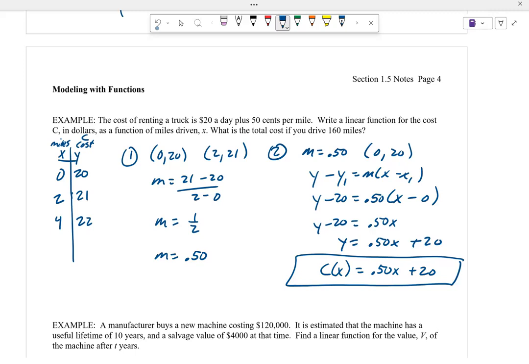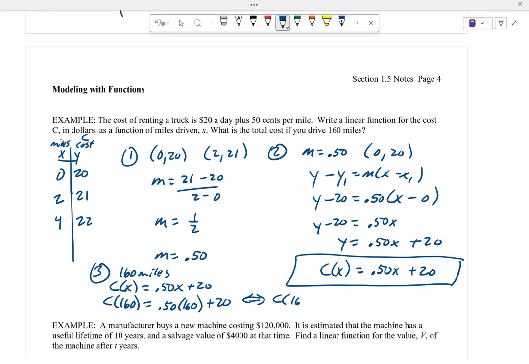Let's do step 3. What's the total cost then if I drive 160 miles? Well, let's go ahead and write this out. Let's drive 160 miles. 160 times 50 cents is $80. So if I drive 160 miles, 80 plus 20, it looks like it ends up costing me $100.